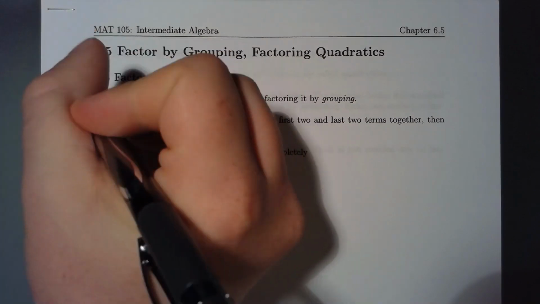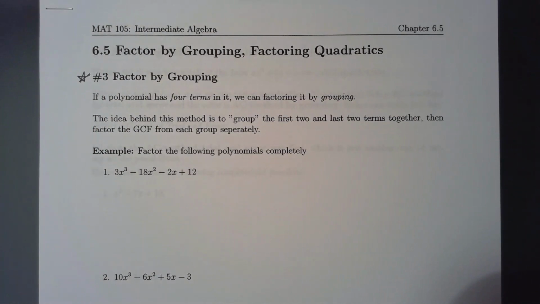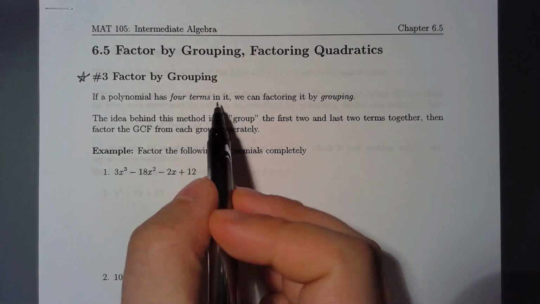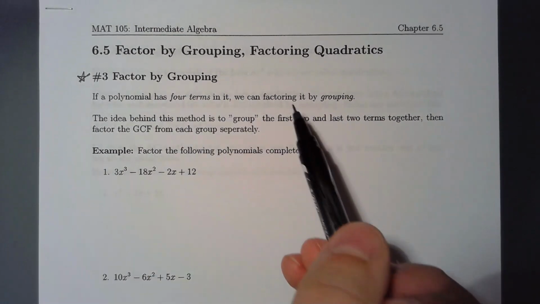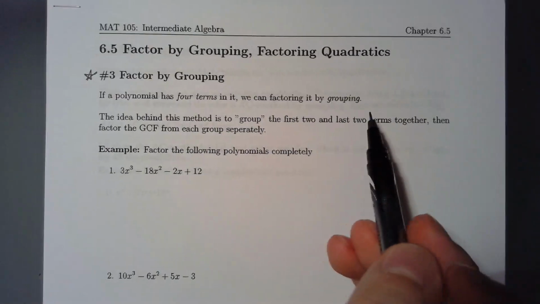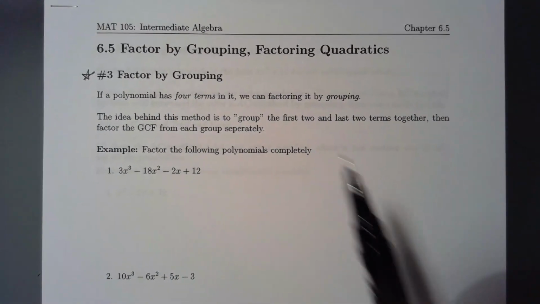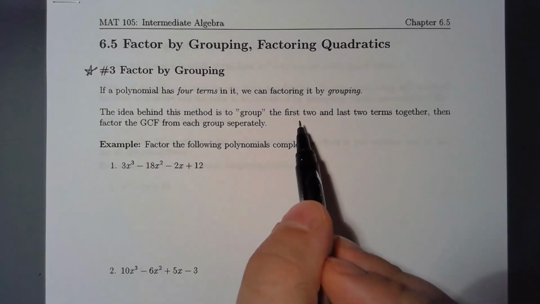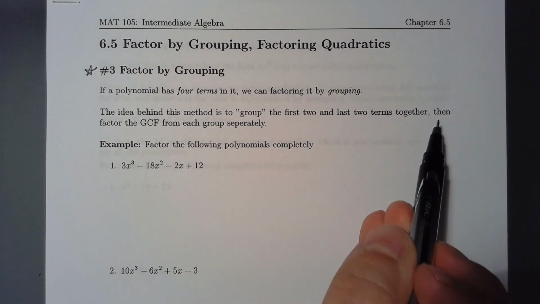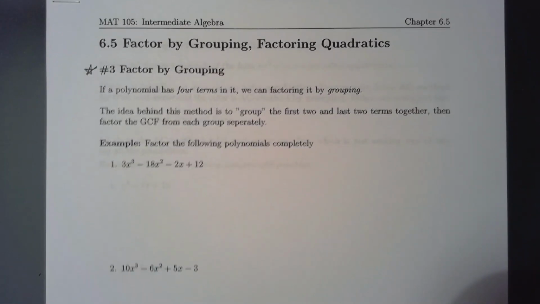So, factor by grouping is a pretty useful technique in several ways that we're going to look at. If a polynomial has 4 terms in it, so if we have a 4-term polynomial, we can try to factor it by grouping. So, how do we use grouping? Like, what do we do? Well, the idea behind this method is to group the first 2 and last 2 terms together, and then factor the GCF from each group separately.